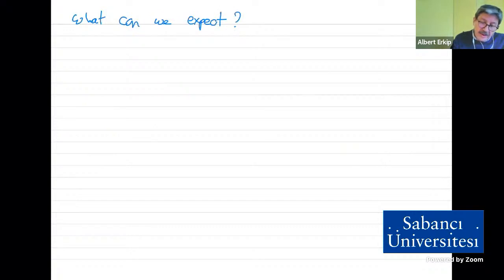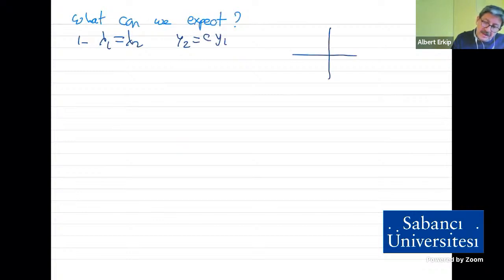Now, let's write down case 1: lambda 1 equals lambda 2. Then what I have is y2 equals c times y1. So again there is one fixed point in the middle, and the trajectories are straight lines.